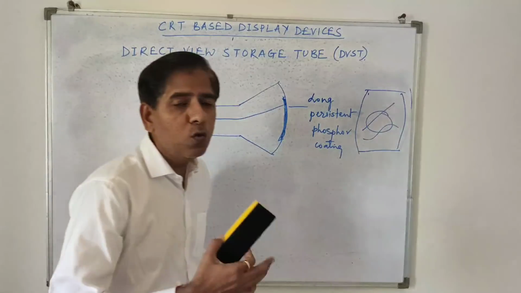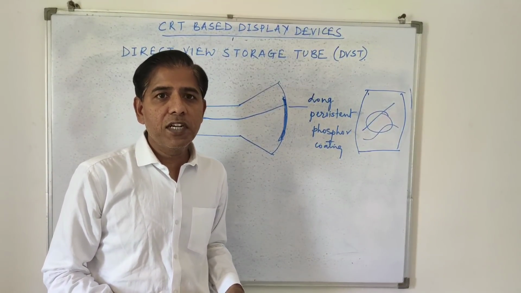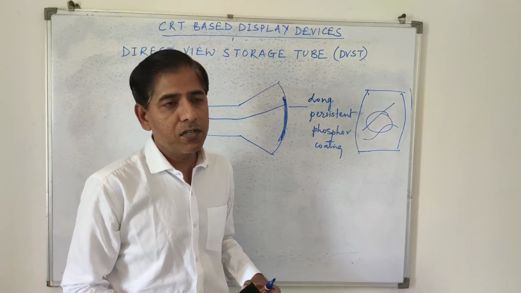Now we move on to the second line-based display device, that is the random scan display device.